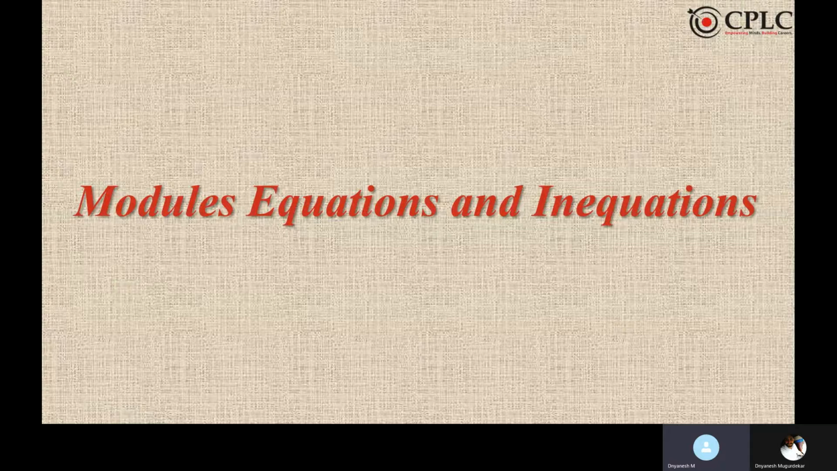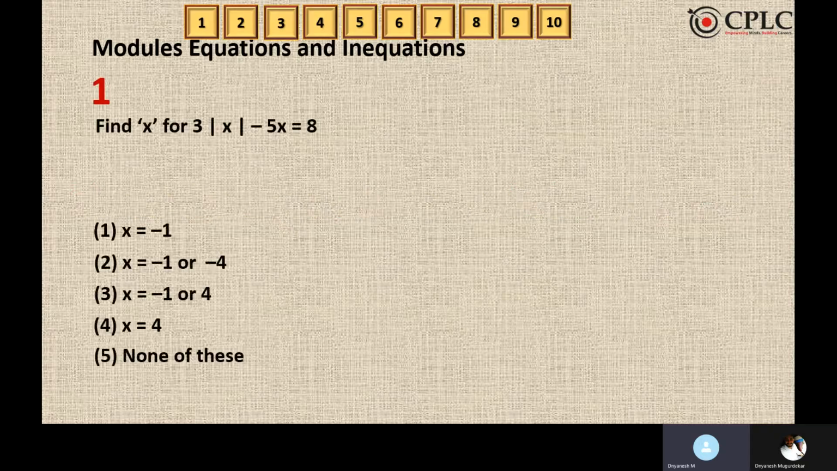Hi everyone, this is the last topic from Module E, which is modulus equations and inequations. So the first question, we have to find the value of x for the following equation to hold.